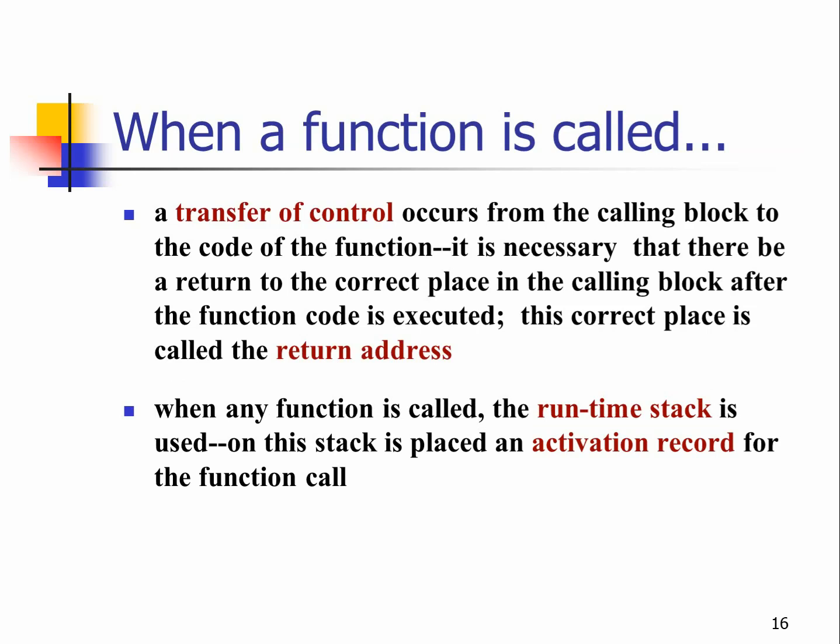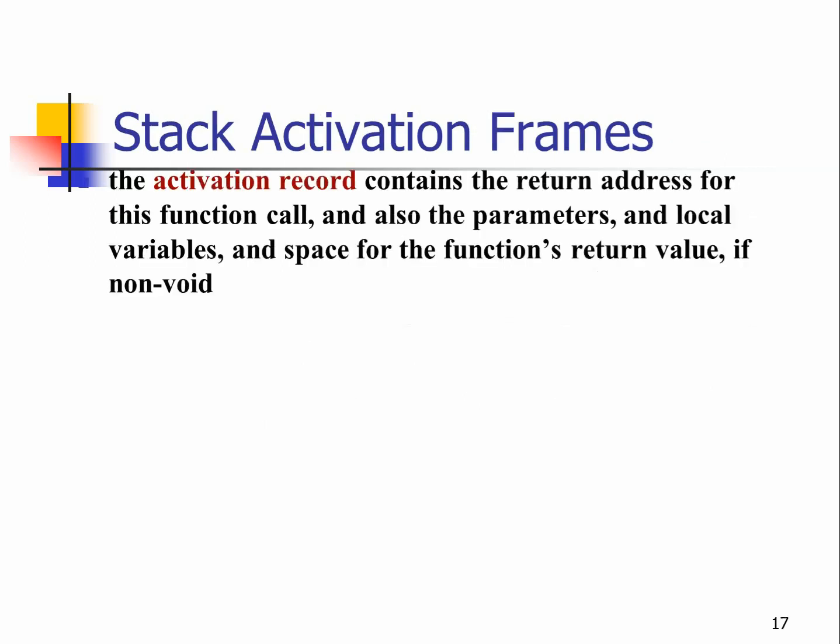When any function is called, this is something we discussed in the beginning of the semester, a runtime stack is used to keep track of all of the important information, including parameters, local variables, return addresses, and all kinds of things that make the function work. So we have a runtime stack that stores the activation record. The activation record contains the returning address, the parameters, local variables, and space for the function's return value, etc. So a lot of things need to be kept track of.